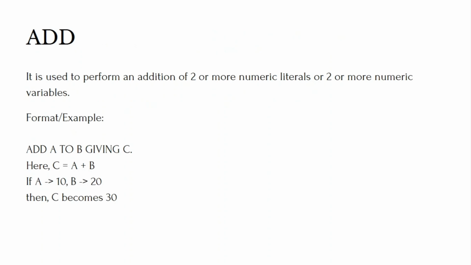Add. It is used to perform an addition of 2 or more numeric literals or 2 or more numeric variables. If you see, there is a syntax: add A to B giving C. Here, C is the output result which is coming from A plus B. Let's go to the mainframe screen and execute the add operation.